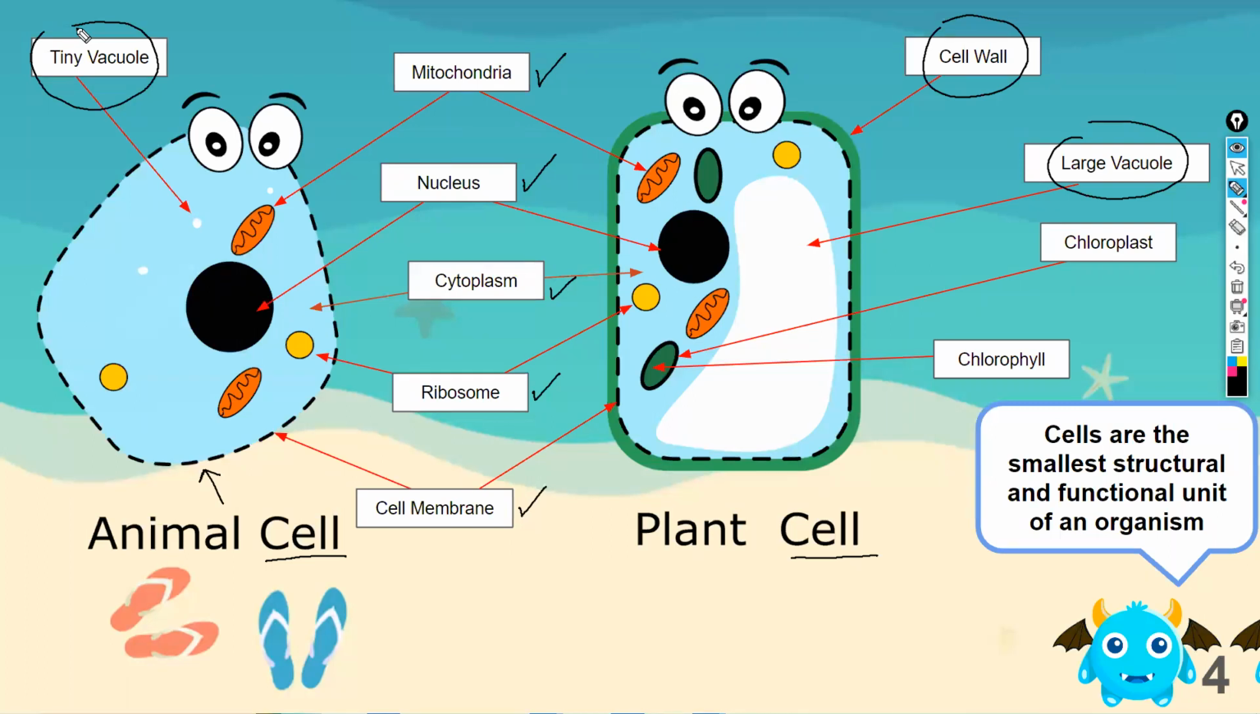Because you might go on a website or you might go in a textbook and you will see that in some diagrams of the animal cell, the tiny vacuoles are missing. It's because for integrated science, they will not question you on the vacuoles that exist in an animal cell. They will only ask you about it in a plant cell.